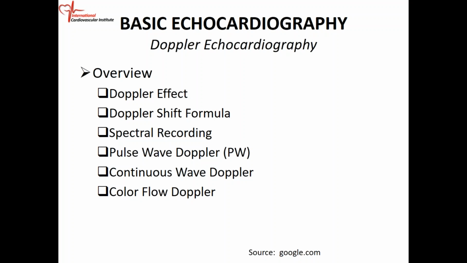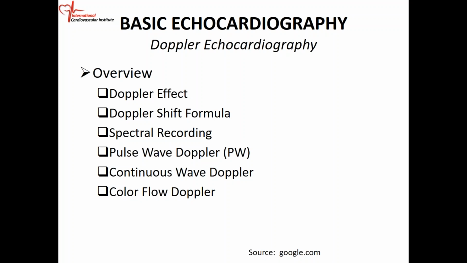So Doppler is crucial to echo. So you have to understand Doppler. You have to understand it fully. Okay? What we're going to do, we're going to discuss the Doppler effect. We're going to look at the Doppler shift formula. We're going to look at a few spectral recordings. That is, what type of envelope we get when you do Doppler. So essentially, what we're looking at is the velocity as it relates to time. How does the velocity shape vary with time? Okay, that's a spectral recording.